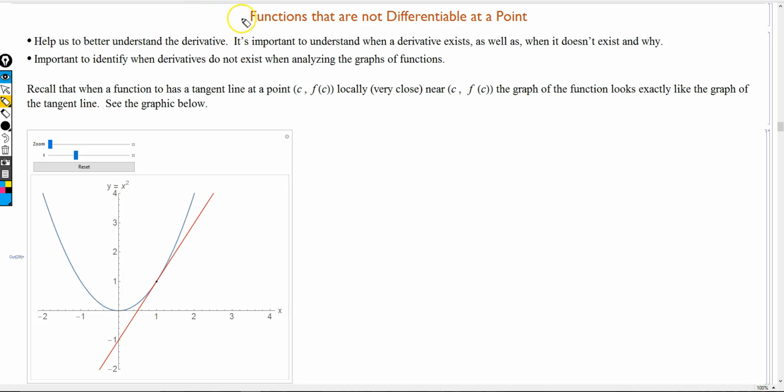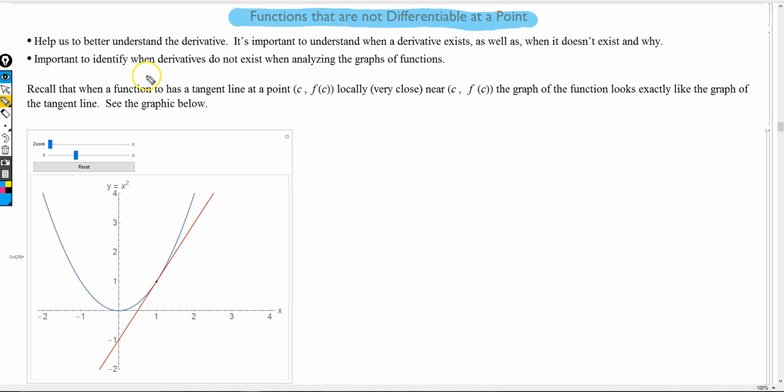In this lesson, we're going to take a look at functions that are not differentiable at a point. Now, this will help us to better understand the derivative of a function, because it's not enough just to understand when a derivative exists. We also want to understand when they don't exist and why. It's also going to be important because, as we'll see later on, we'll need to identify when derivatives do not exist when we're analyzing the graphs of functions.